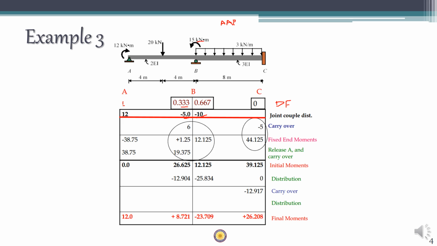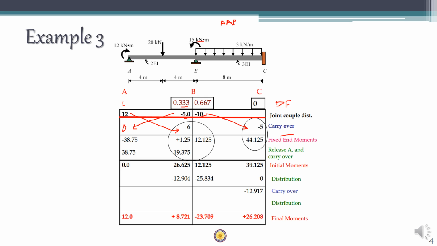So once we do that, you have to notice that for this 12, the far end B is fixed, so half of 12 has to be carried over here. So 12 by 2, 6 is carried over with the same sign. For this minus 5, the far end is a simple end, which means that there is no carryover. The carryover value is 0. For this moment minus 10, the far end is C, which is fixed, which means that half of this minus 10 is carried over to C. So we have minus 5. Okay, so that is the carryover step.